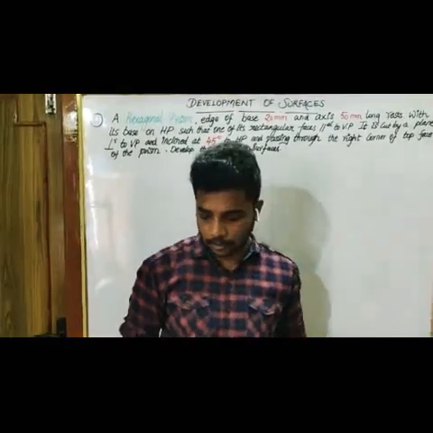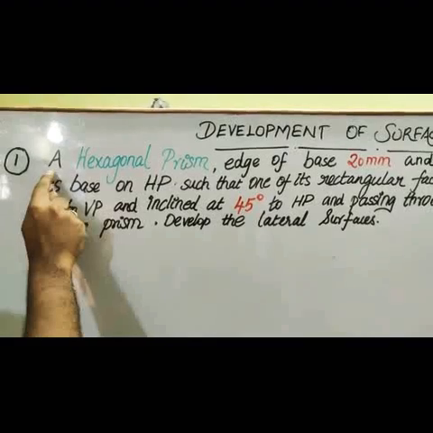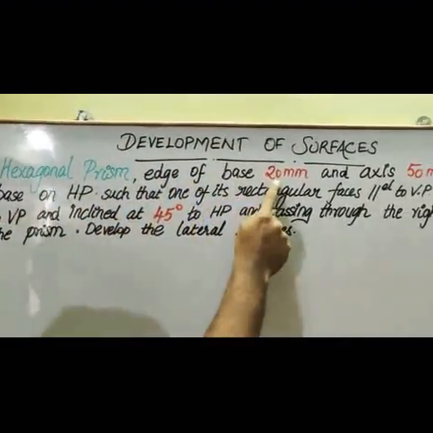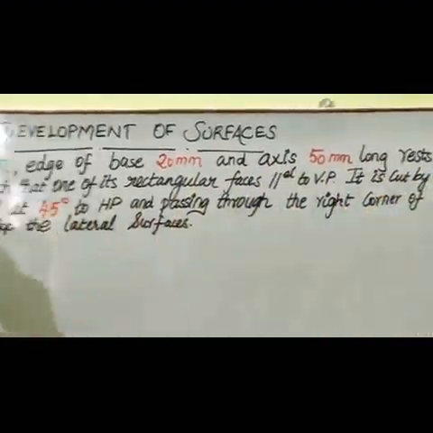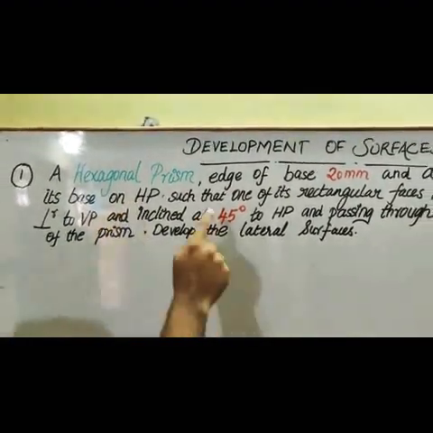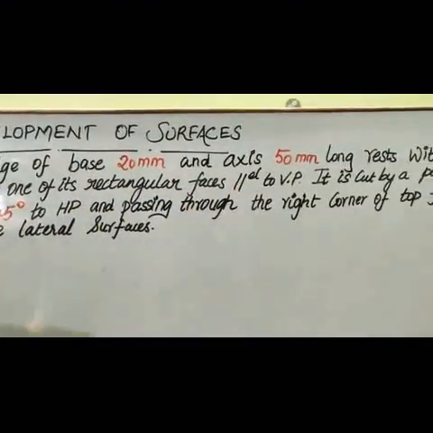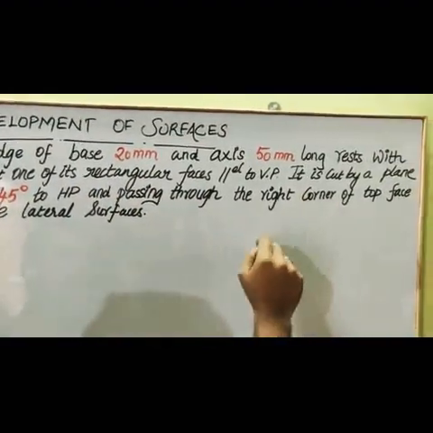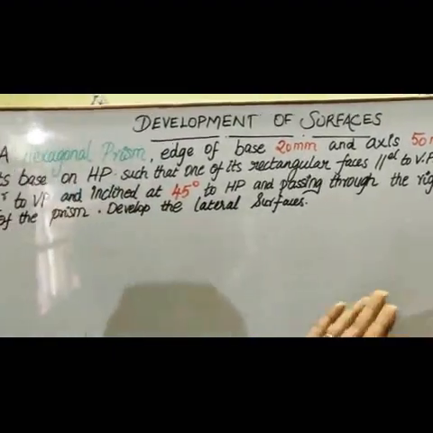So I will explain the problem now. The object is a hexagonal prism, edge of base 20 mm and axis 50 mm long, resting with its base on HP such that one of its rectangular faces is parallel to VP. So they are giving the position of the object first. Then what is given? It is cut by a plane. So they are going to cut the object now.